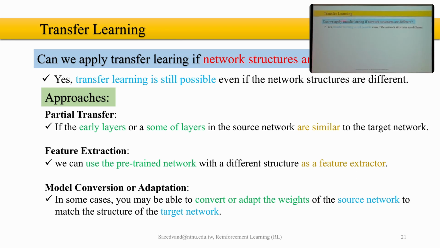The answer is yes. Transfer learning still is possible, but you need to find a way to adjust the network weights somehow to the new network. You need to write some code. Say my network is different, for example my convolution layer is smaller than what I already have. The size is different, but I still want to bring the weights over somehow.